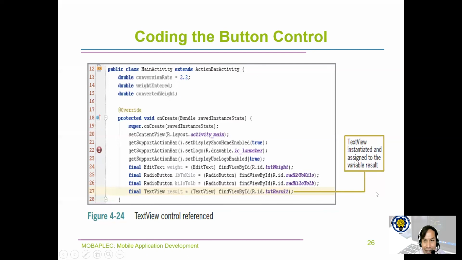This is how it is instantiated based on the assigned variable, so the text ID for text result. All you have to do is add a particular value that is associated or instantiated based on the assigned variable. Because if you don't have an instantiated part, you can't call the functions. That's how the coding for the button control looks like.